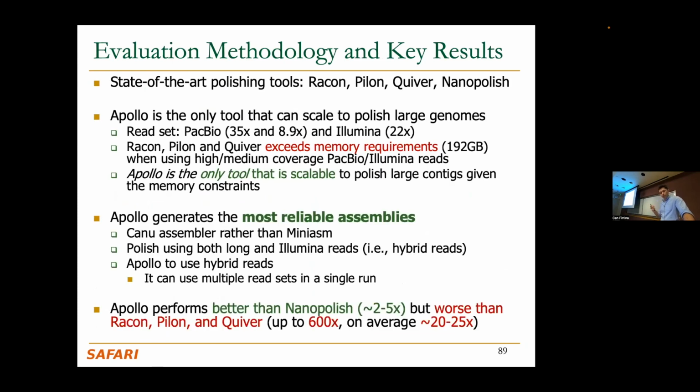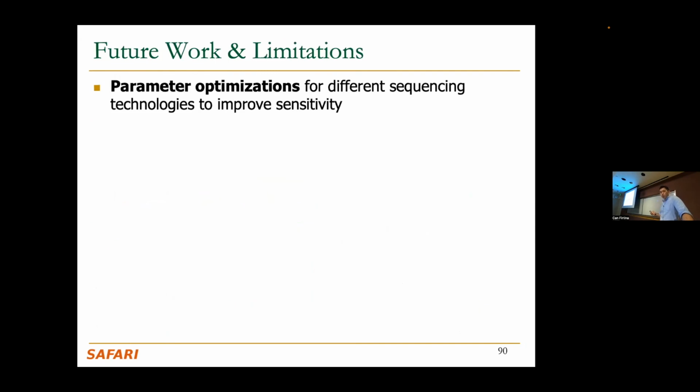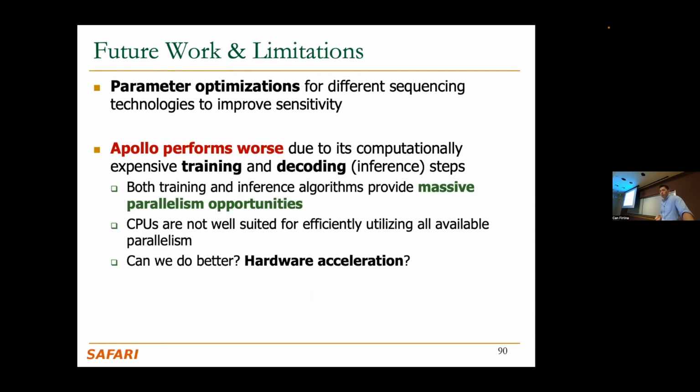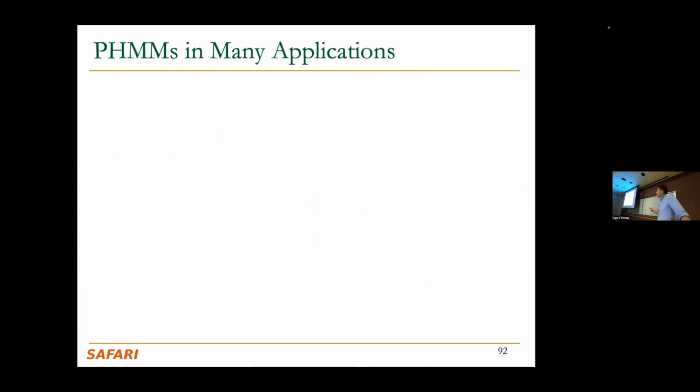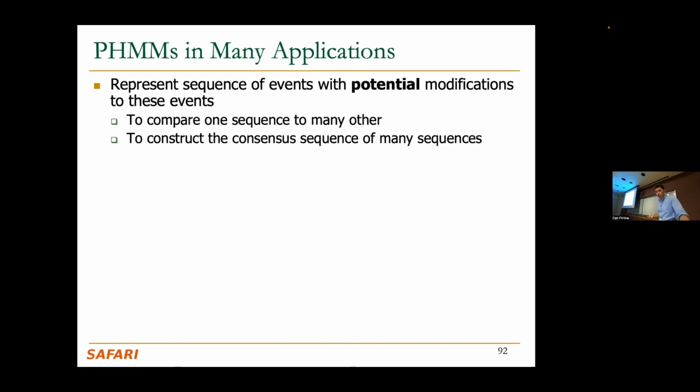We compare it to the other polishing tools, and what we show is that Apollo provides the most accurate results, but it is slower. It's slow because of the training steps that it includes. So for that, we provide an acceleration approach, which is called ApHMM. The preprint is not available yet, but it's going to be available soon.